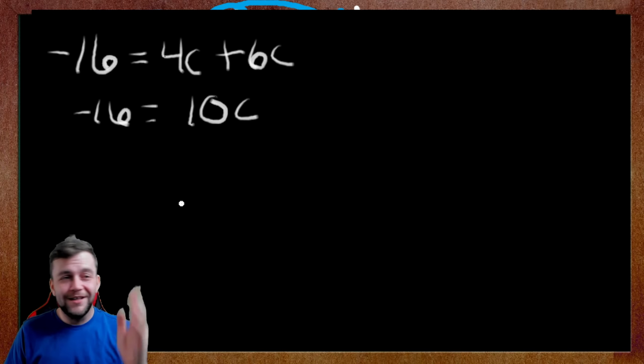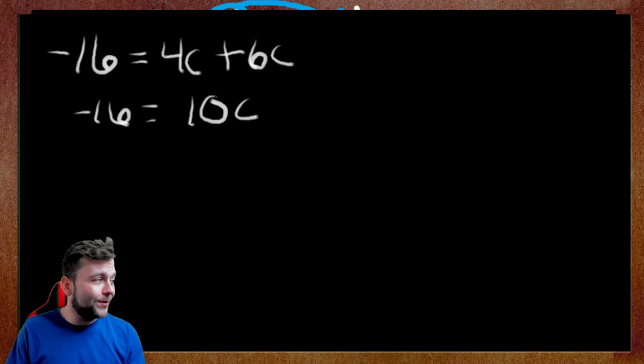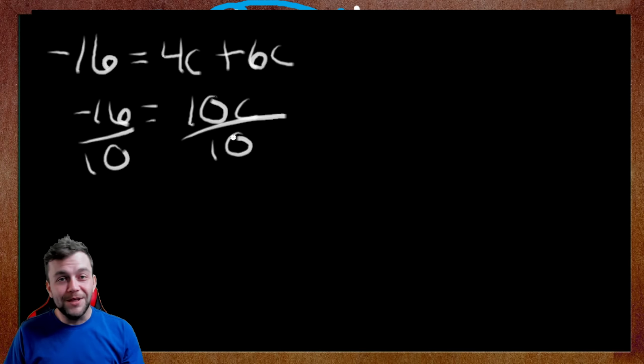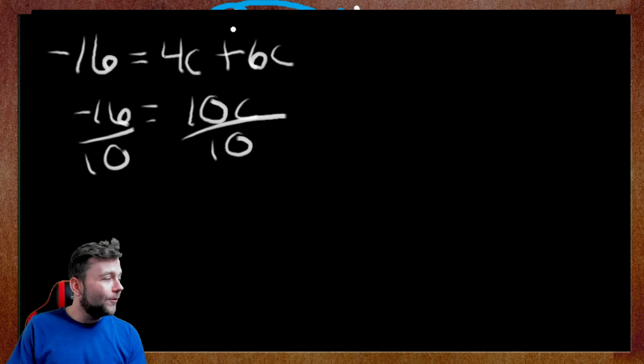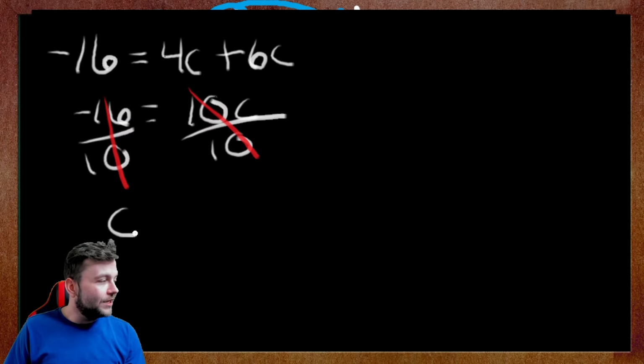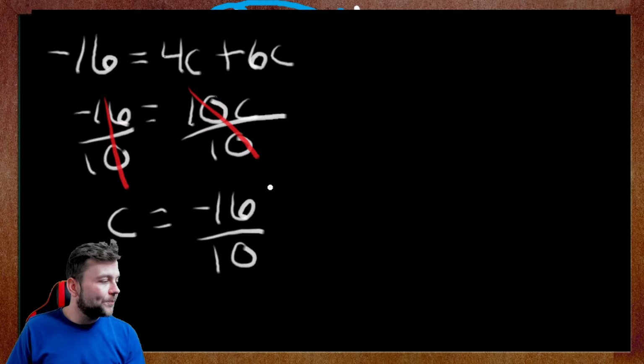Okay? Yeah, this is going to be a fraction, but I don't care. So divide both sides by 10. Why? Because inverse operations. That's what you do. It's just how you do it. Okay? Now, divide that, divide that. You get c equals negative 16 over 10.